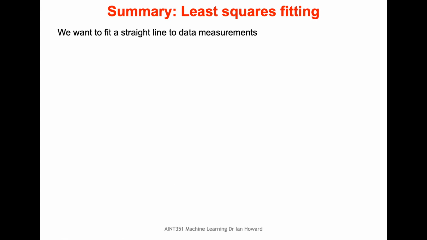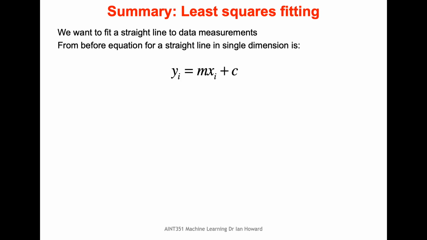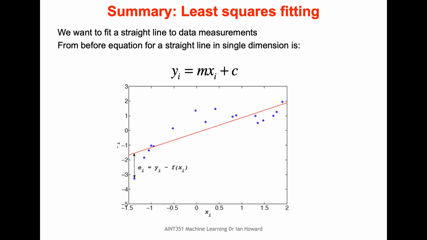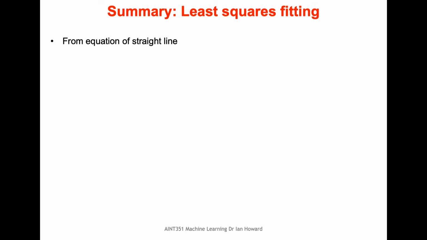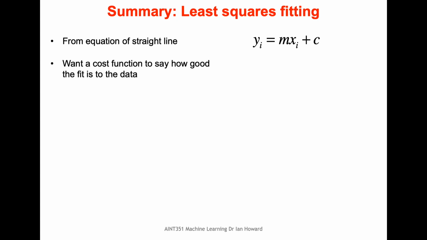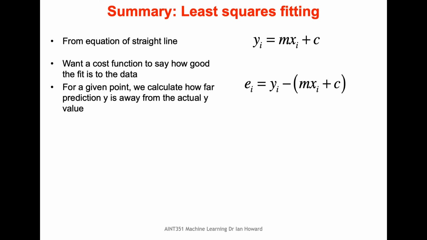So in order to do this least squares fitting, just to summarize, we start off with the equation of a straight line for each data point. So xi is the input x and yi is the corresponding output. We need a cost function to say how good the fit is. So first we calculate the distance from the prediction, mxi plus c, which gives us our yi hat.